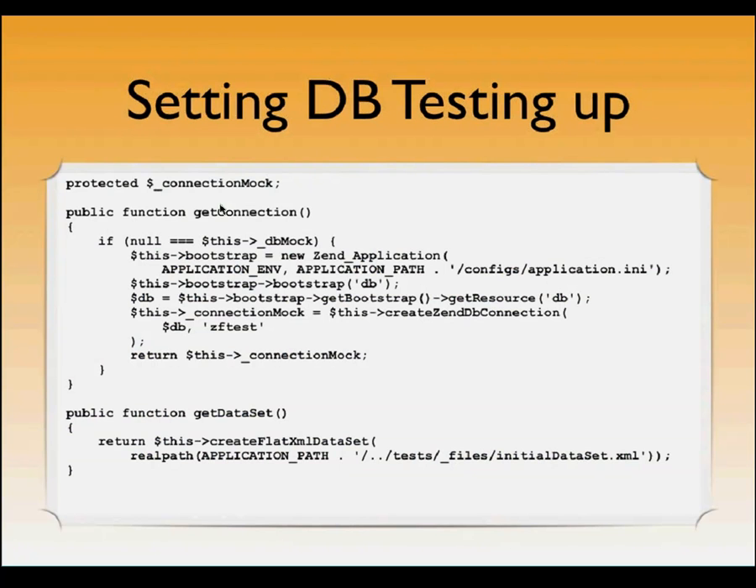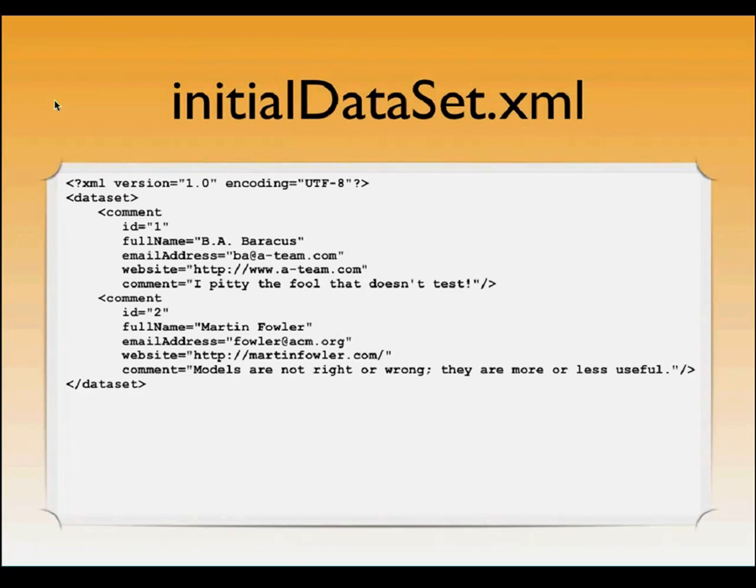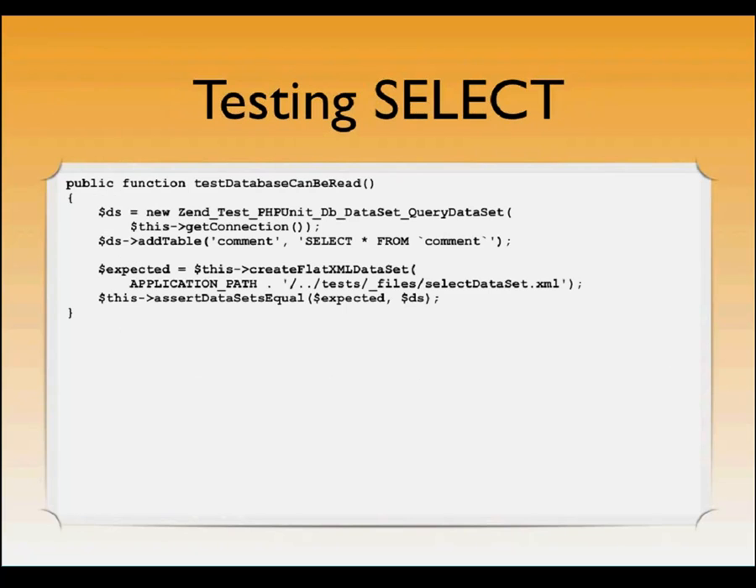Okay. Sorry about that. So I'm going quickly over this. Setting up a database with the mock object. So you can mock your database connection. It uses the database engine from your application configuration and mocks it out, and then you use a flat file as initial dataset. Initial dataset XML with two rows in it in the comment table.